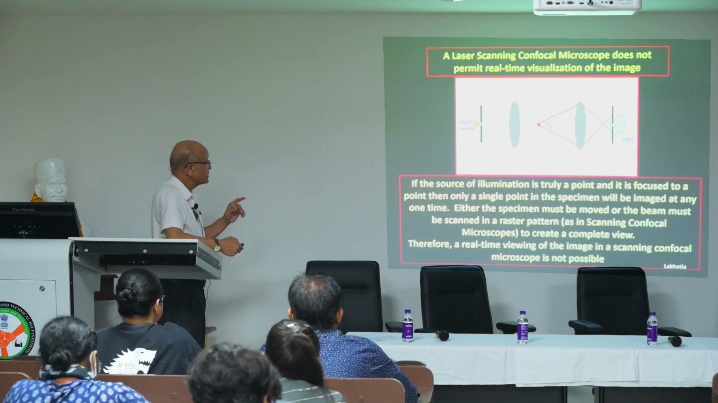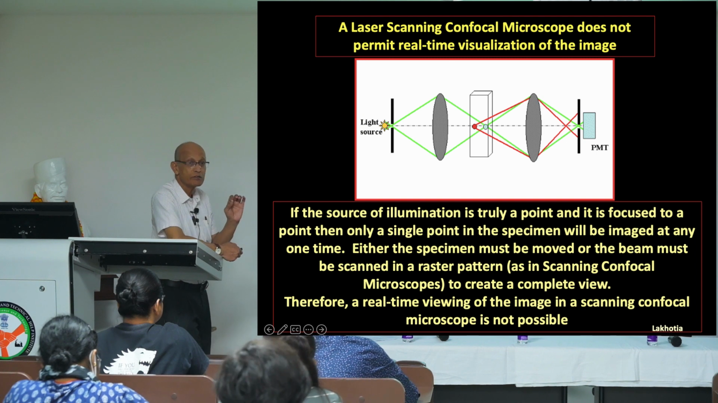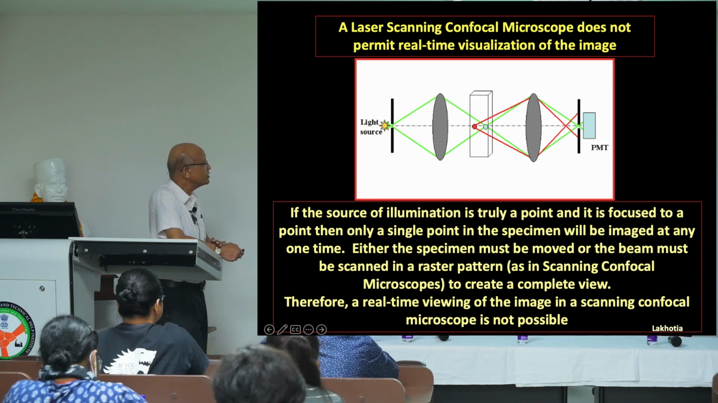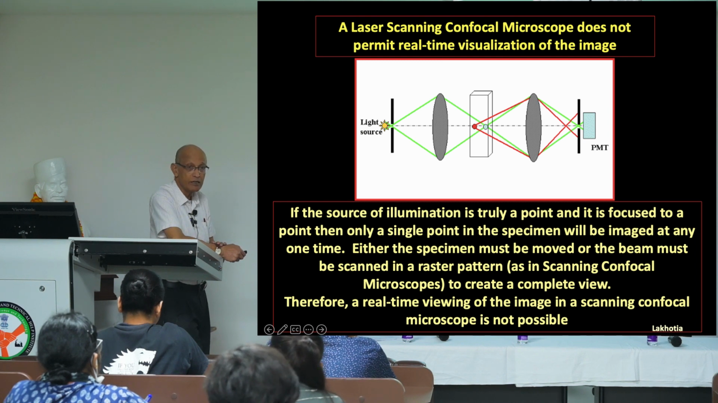And that's what it is: at one point you are getting an image only of a particular point. From the light source, one point is illuminated because of the pinholes, and that point image only is collected. And that's where you need the scanning component of it.